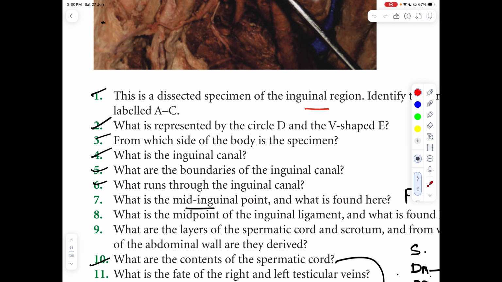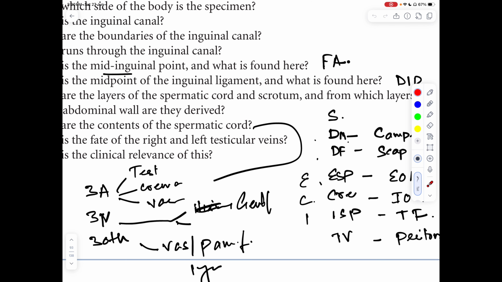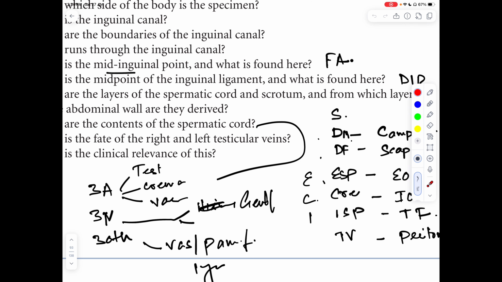What is the mid-inguinal point? I told you, it is the midpoint of the inguinal ligament. What are the layers of the spermatic cord? It starts from the scrotum, derived from the abdominal skin, then the dartos fascia, which is Camper's, then the dartos muscle. The external spermatic fascia is a continuation of the external oblique aponeurosis, the cremasteric fascia is a continuation of the internal oblique, and the internal spermatic fascia is the transversalis fascia. Then you get the peritoneum or tunica vaginalis.